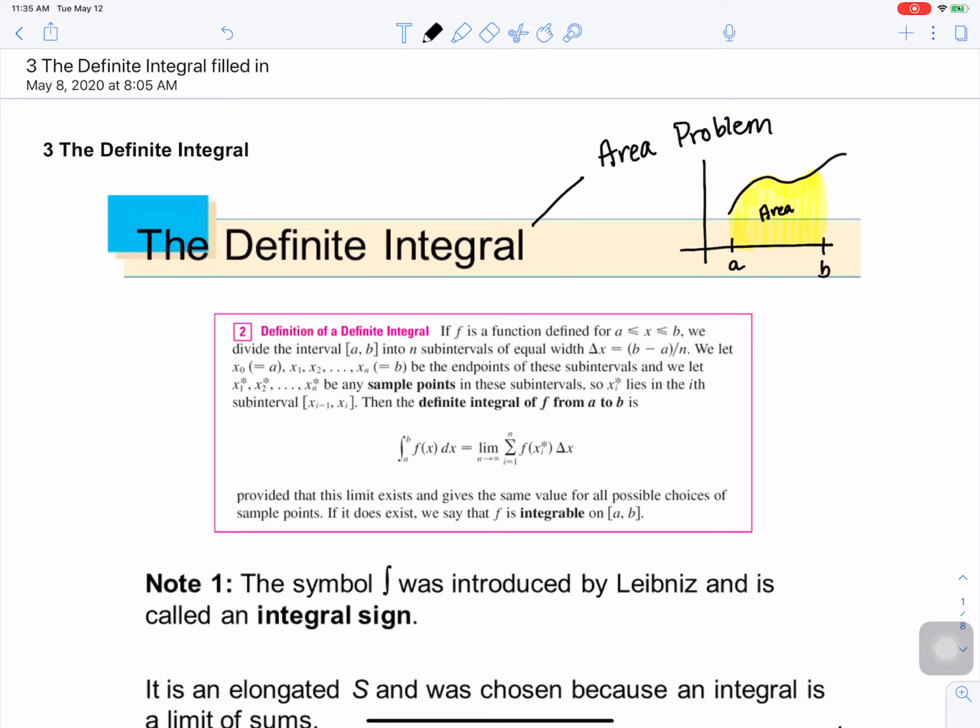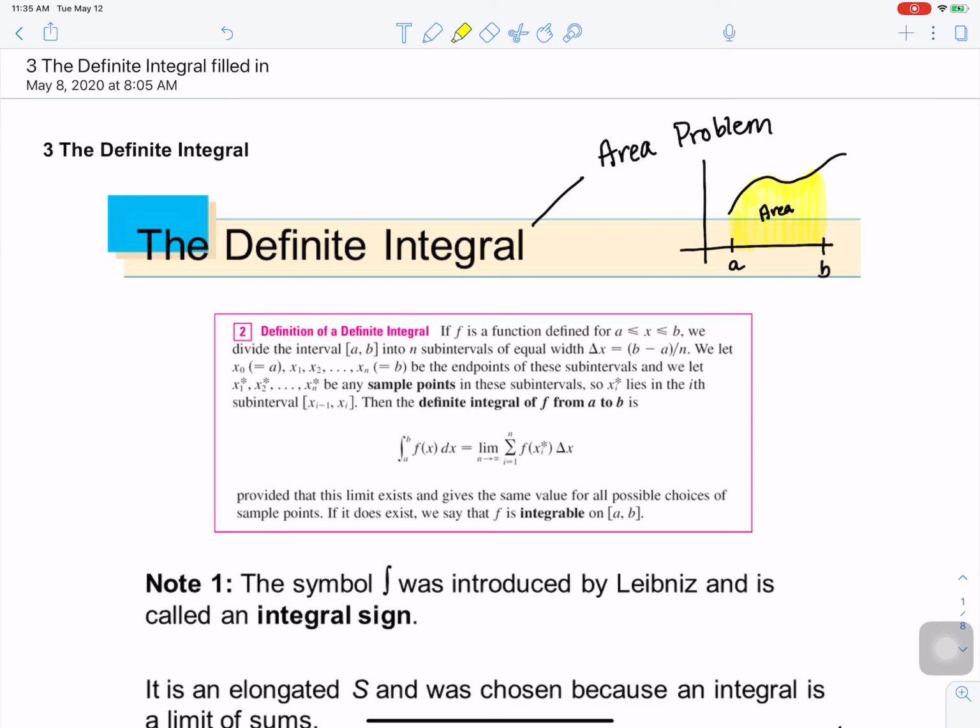In order to do that, we broke it up into some subintervals. Right now we've talked about approximating that area using those subintervals and just using rectangles. Sometimes the area you get is an over approximation or an under approximation. Now we're going to move into actually doing it for real, an exact area.